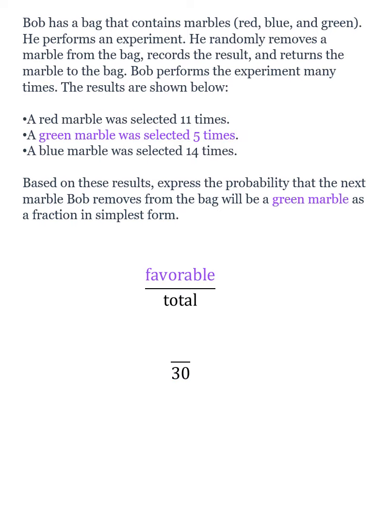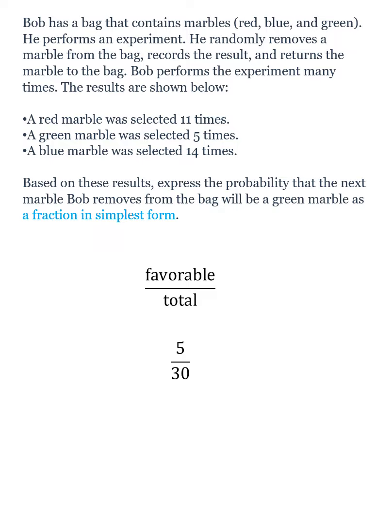Favorable refers to the number of instances that correlate to the question being asked. Since we're being asked for the probability of a green marble, then we need to use 5 as our favorable number here because there were 5 times that we got a green marble out of the bag. The last thing that we want to do on this problem is notice what format the answer is being requested.